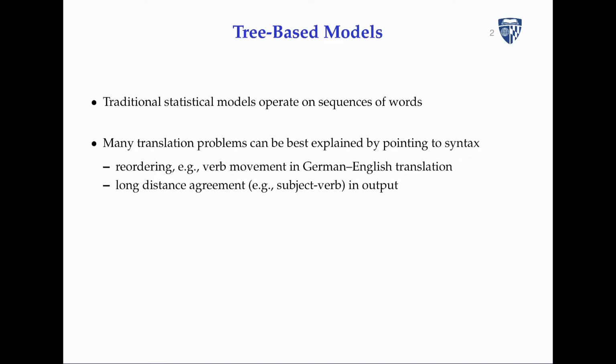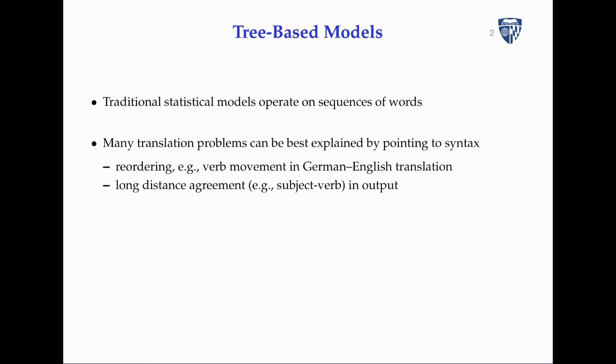So for instance, if you look at translation from German to English, you find that there's a very systematic way how the verb moves during translation. Very often in German, the verb is at the end of a sentence and you have to place it after the subject. So knowing something about verbs and subjects is a useful thing to have. Also, there might be long distance agreement, for instance, between the subject and the verb, which may or may not be right next to each other, but they have to agree in count and maybe sometimes other properties like case.